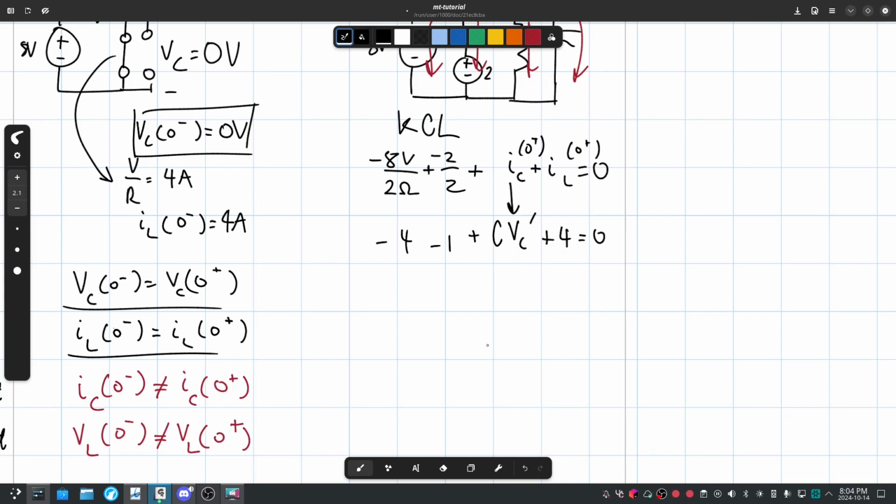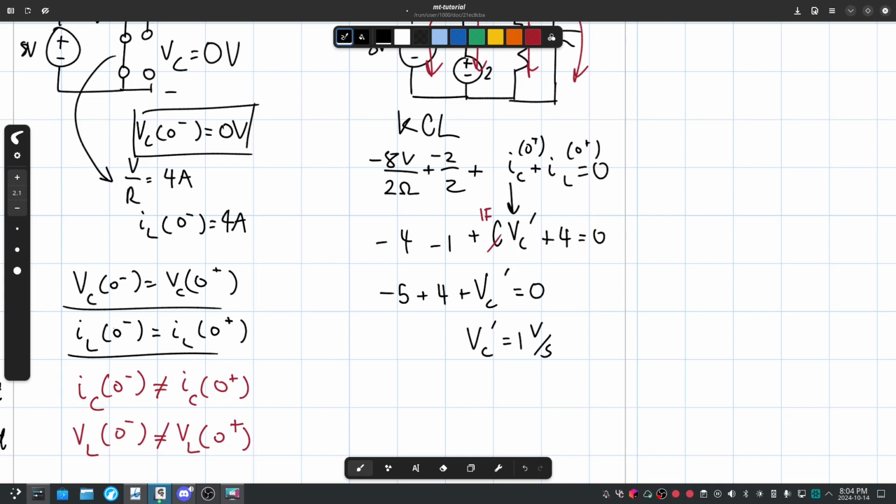And our capacitance is 1. Therefore, you get -5 plus 4 plus VC prime is equal to 0. VC prime is equal to 1 amp, or 1 volt per second.